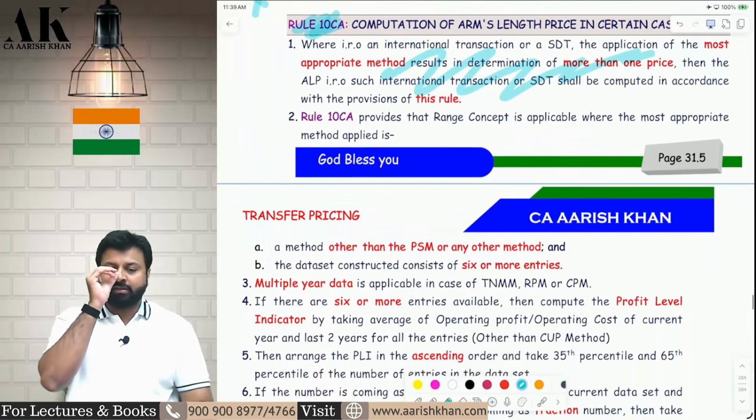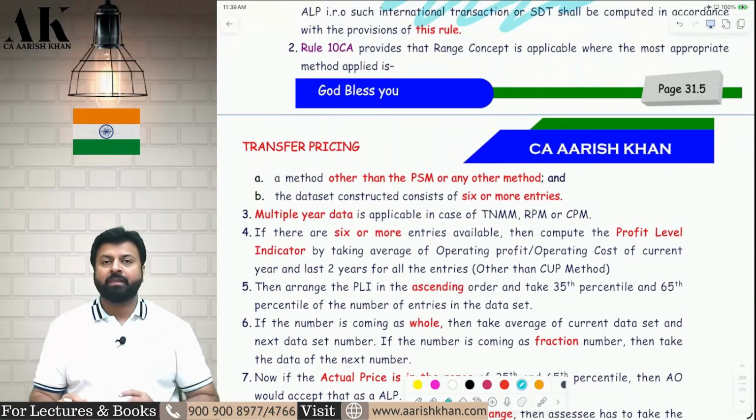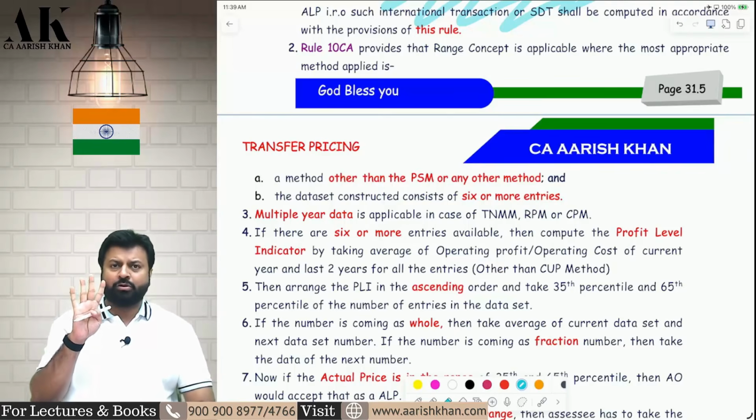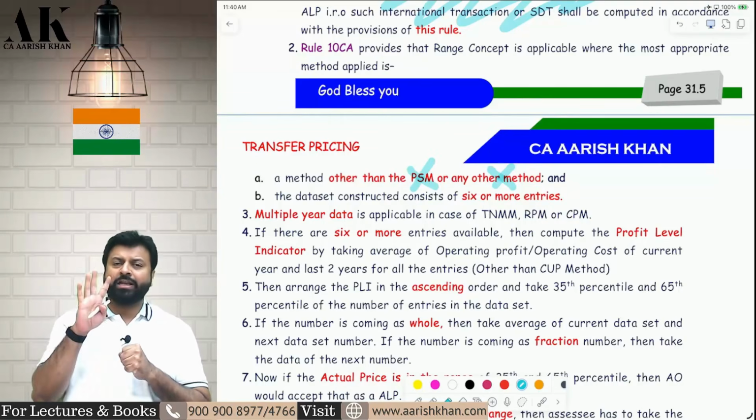First of all, range concept is applicable to whom and not applicable to whom. Let me tell you that. Out of the 6 methods, the range concept is applicable only to 4 methods. It is applicable to the CUP method, the resale price method, TNMM, and the cost plus method. Range concept is not applicable to the profit split method and the 6th method. It is only applicable to 4 methods.